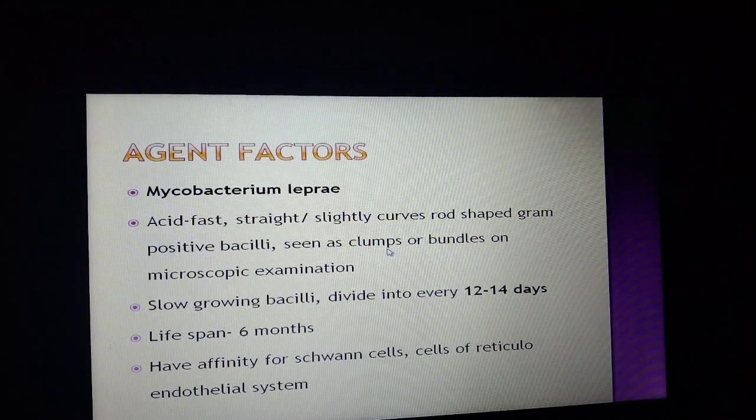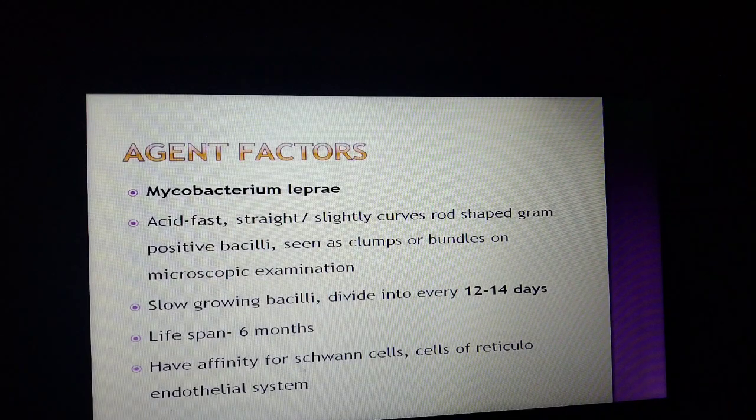When observed under the microscope, it is seen as clumps. Clumps is nothing but a group, or something put together as a group, or a bundle. A bundle is also something fastened together. It is a slow growing bacillus that divides every 12 to 14 days. The lifespan of this bacterium is 6 months.